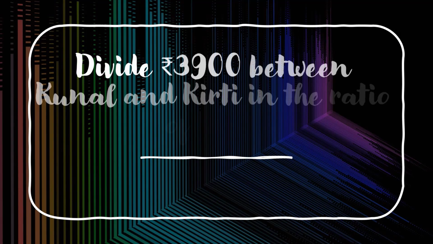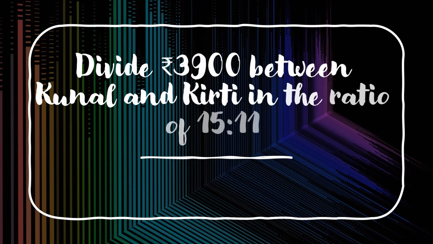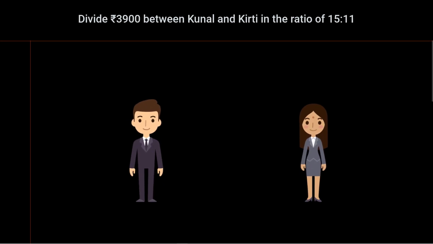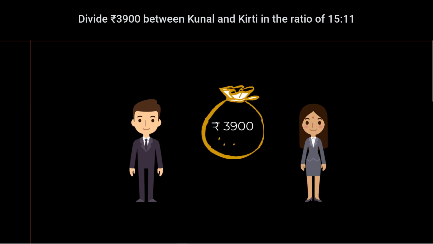Let's move on to the third word problem. Divide rupees 3,900 between Kunal and Kirti in the ratio 15:11. See, we are talking about two people here, and the total amount that needs to be divided between Kunal and Kirti is rupees 3,900. What is the ratio?